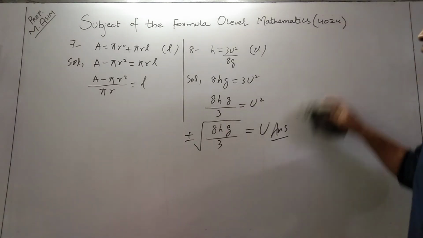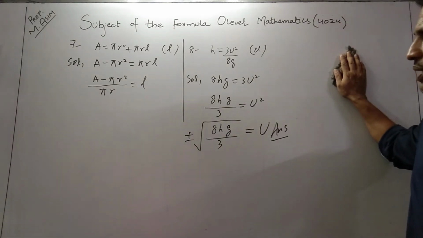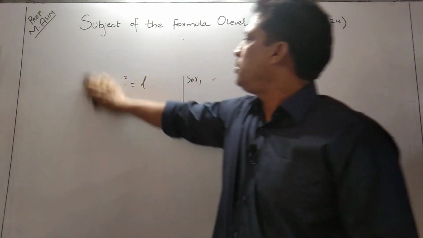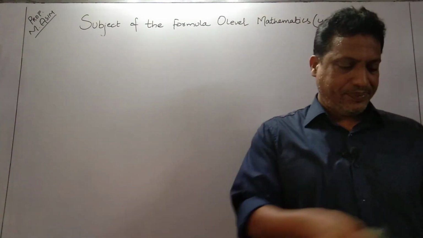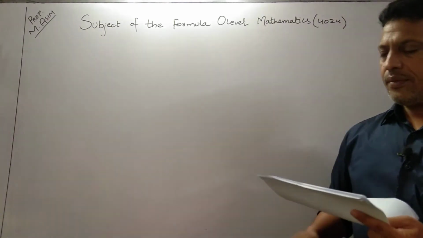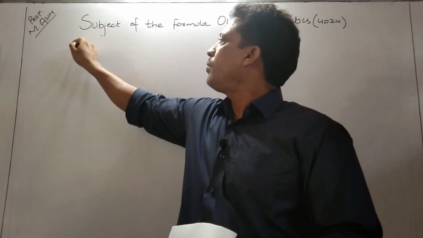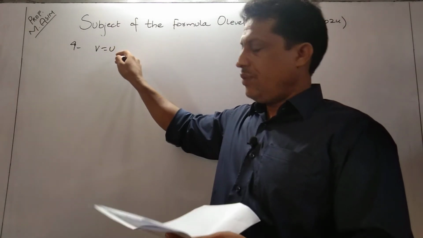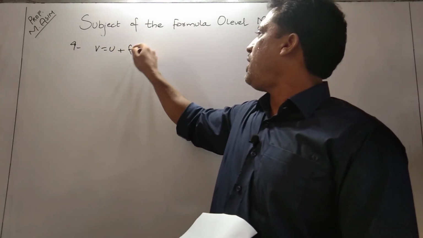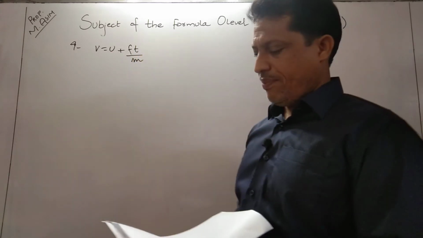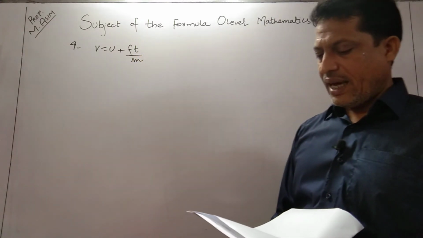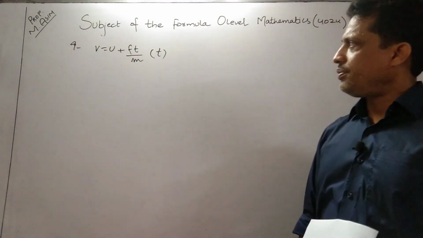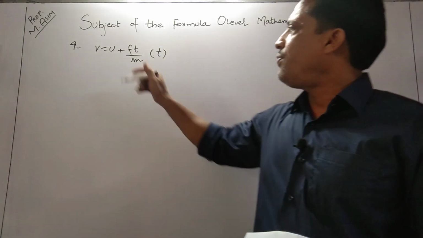Another question, question number 9. What is question number 9? V is equals to u plus ft over m, and the target is to make t the subject of the formula. It's very easy. Solution.